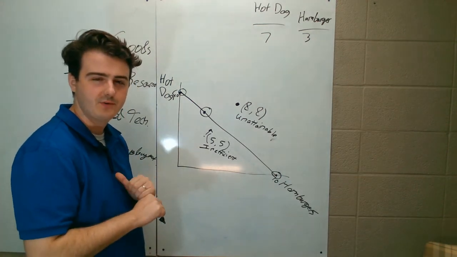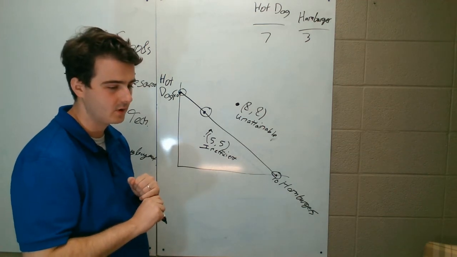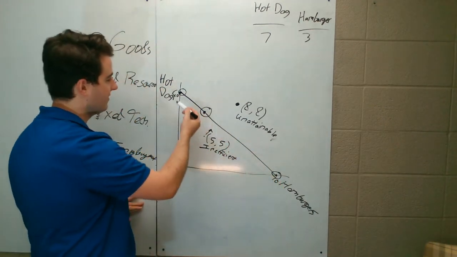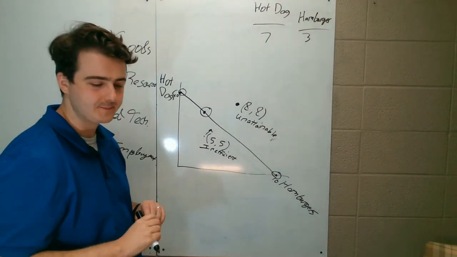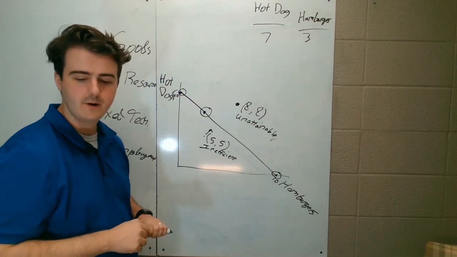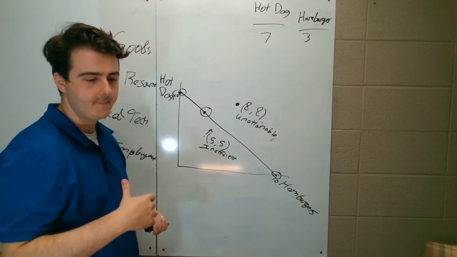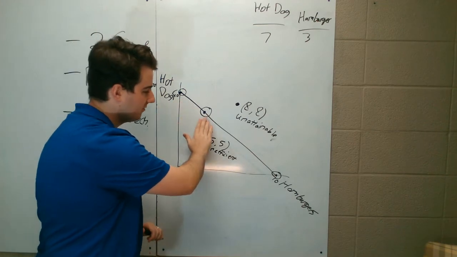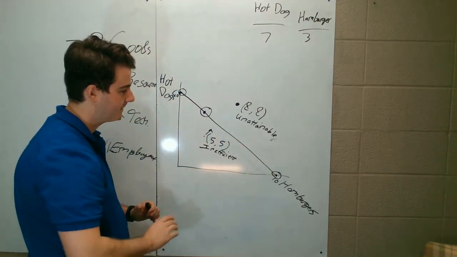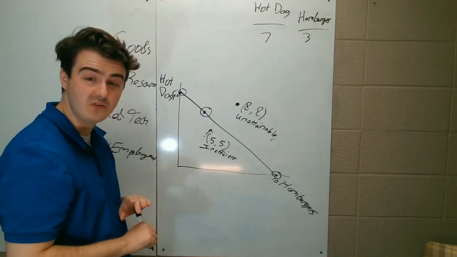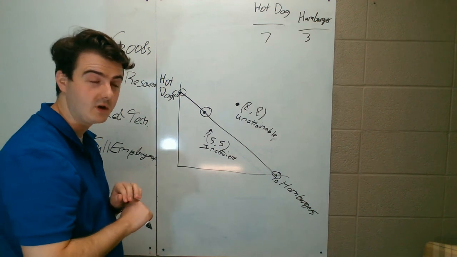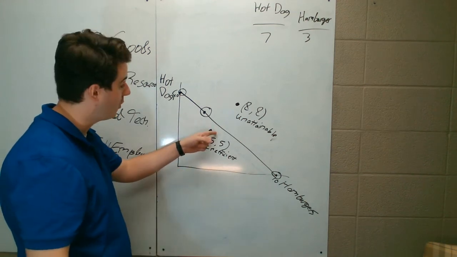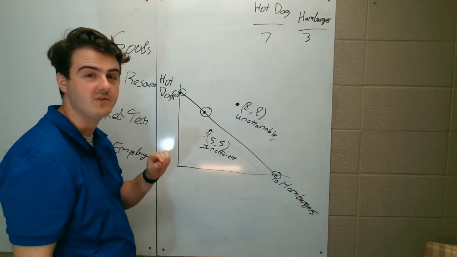This is going to present a problem for us, or at least a little bit of a problem. Our simple model here has a straight line from hot dogs to hamburgers. And that's reflecting the fact that we can switch on a 1-to-1 ratio, right? We can trade one hot dog for one hamburger all along this line, and vice versa. What do we call that? Well, we can call it, essentially, the opportunity cost. For our production possibilities frontier, opportunity cost is the slope of the line.